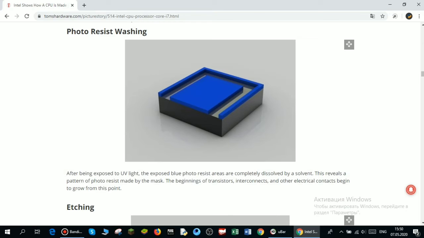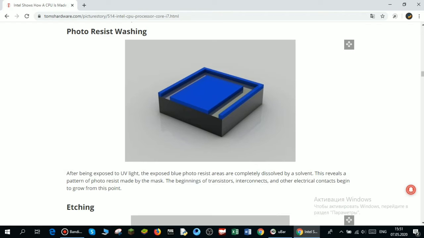Photoresist washing. They wash the photoresist. Oh, nice. That's nice. I worked a bit with the photoresist when I made some of the technology. For example, the light, when I build the light.